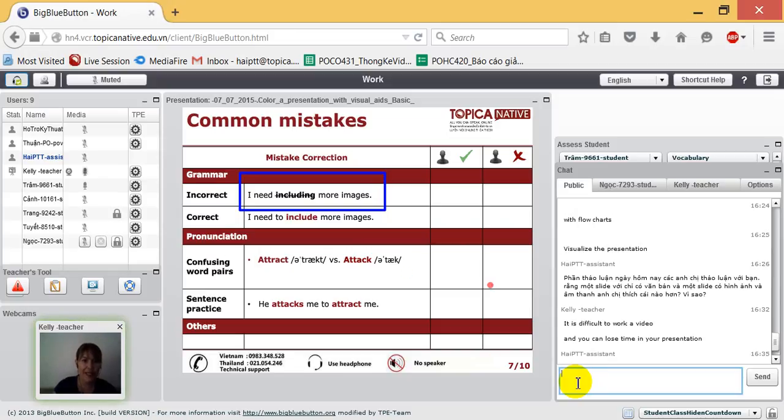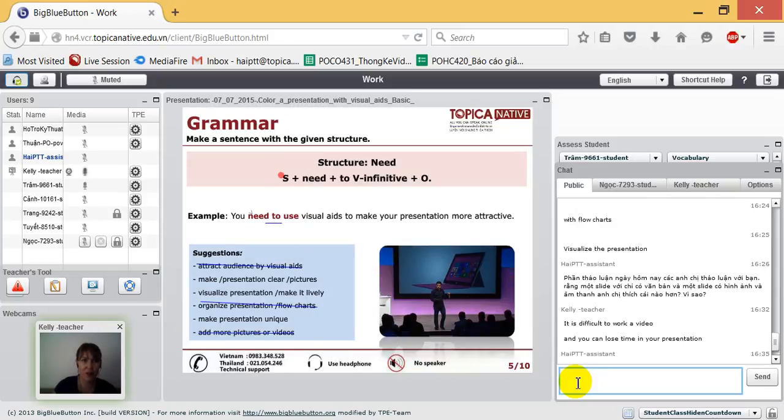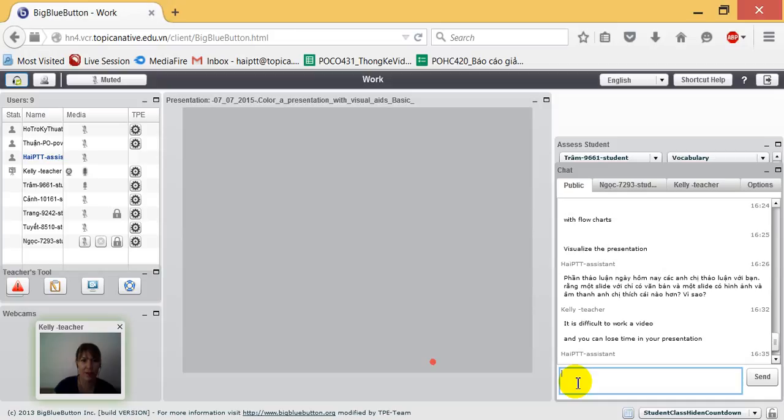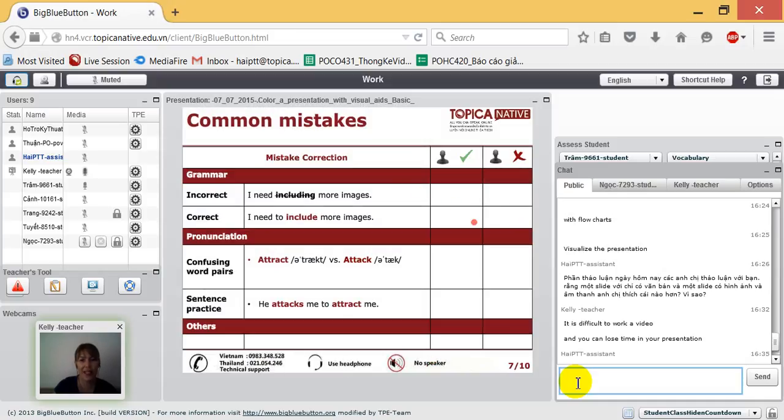Yes, but why is it incorrect? Because include is incorrect. Yeah, we don't use a verb with ing. As we learned in today's exercise, the structure is subject and need to with a verb infinitive, then your object. So the correct sentence is, I need to include more images. Okay, thank you for helping me with that.